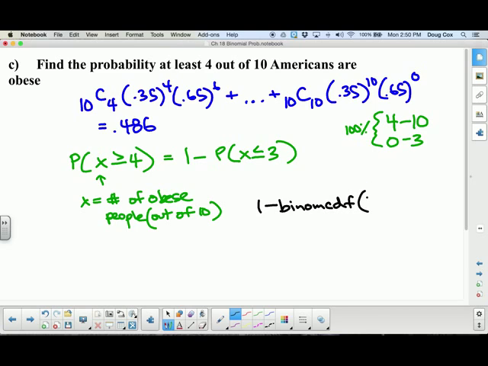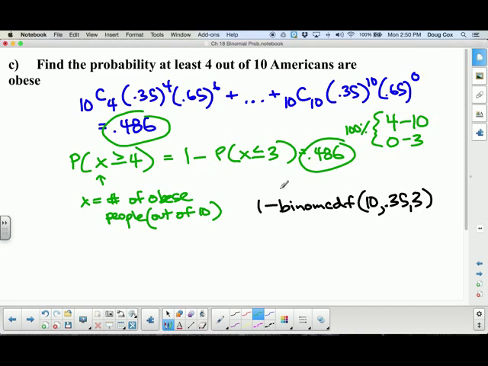And we would have, in this case, 10 people, 35% chance of being obese, and we want to know up through 3. So if you were to do this on your calculator, you would also wind up with the answer of 0.486. So whatever way you want to do it, the blue way or the green way here, it works. Just know that if you're going to do this with binomial CDF, you have to turn it around and do 1 minus 3 or fewer.